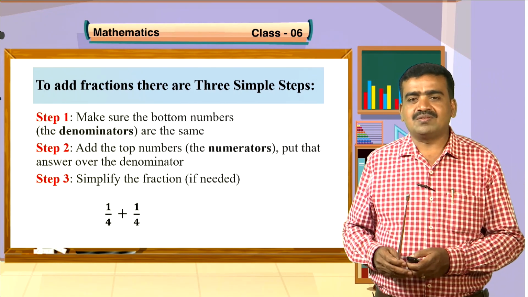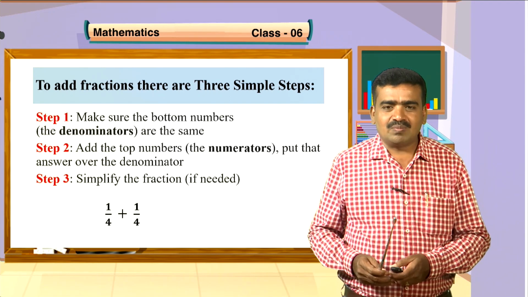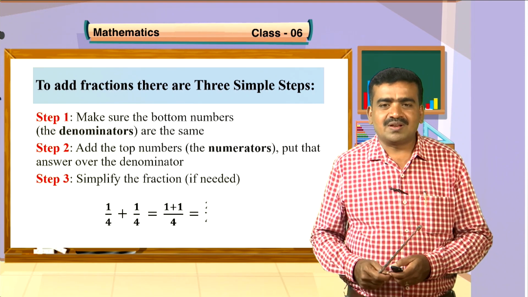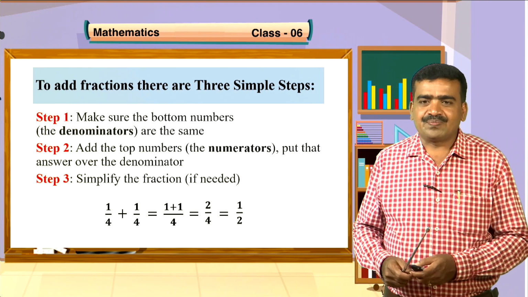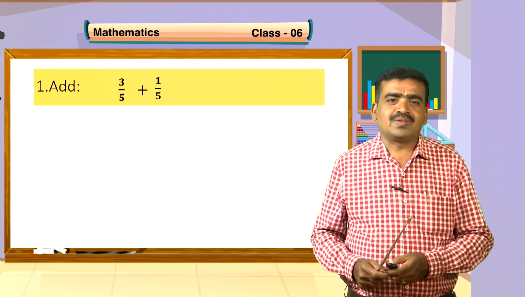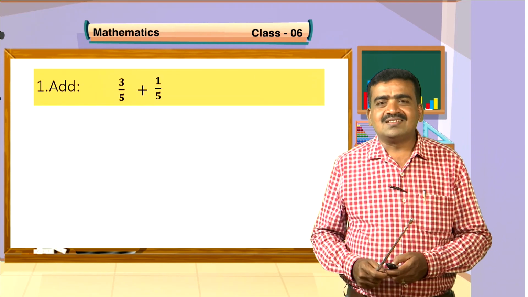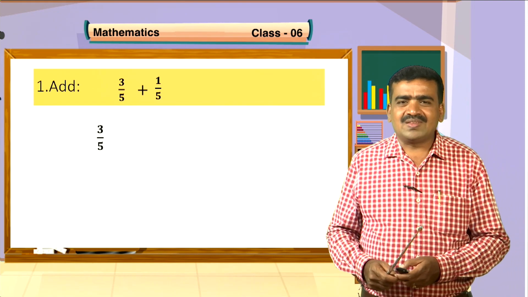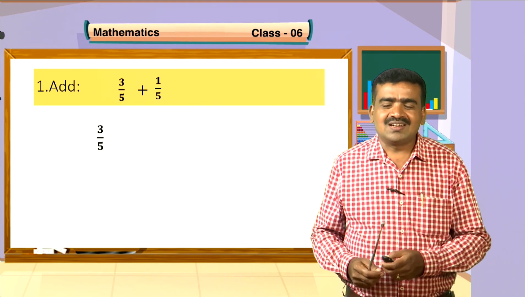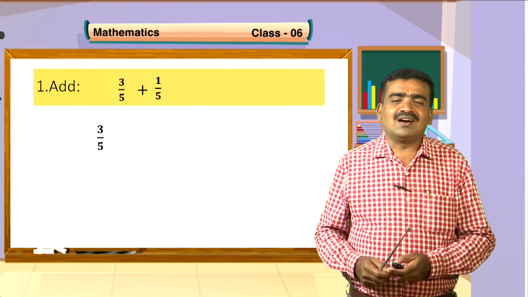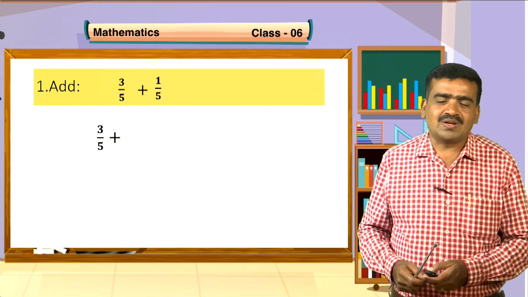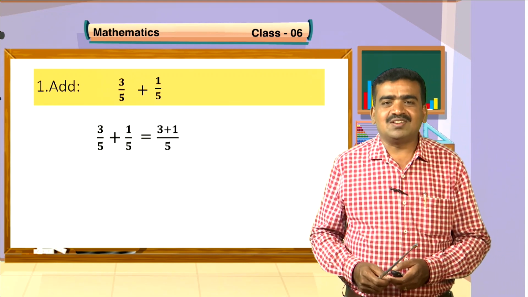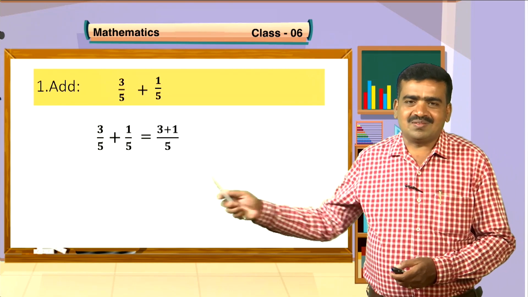Just recall what we did in the first example. 1 by 4 plus 1 by 4 will be 2 by 4 according to the steps given here. 2 by 4 can be simplified further, it will be 1 by 2. Now, let us add 3 by 5 and 1 by 5. Here just keep the concept you have learned and use the method I have told you. Write 3 by 5 plus 1 by 5 as it is, put the denominator as 5 and add the numerators directly because the denominators are the same.